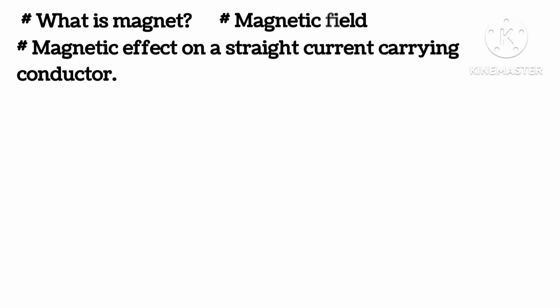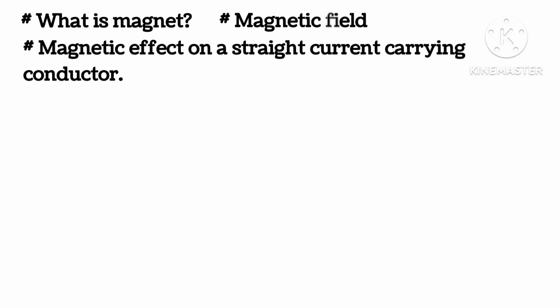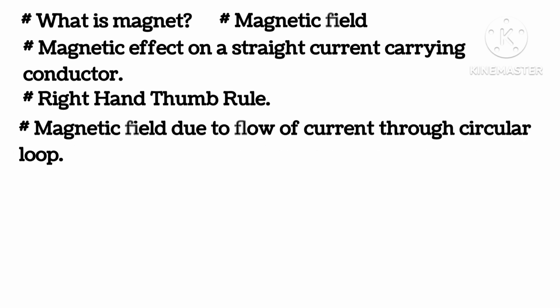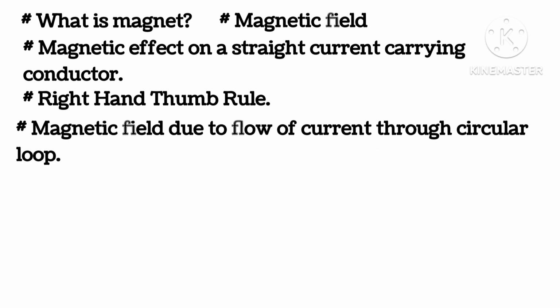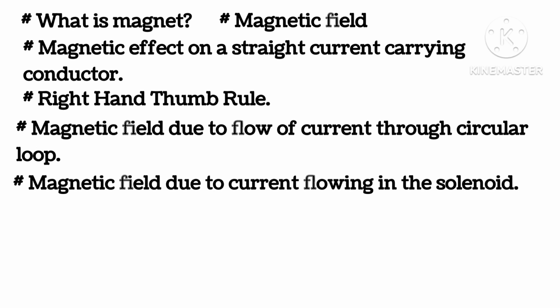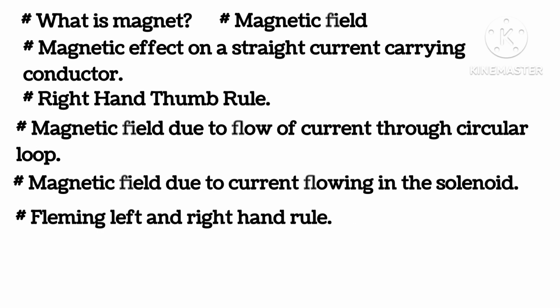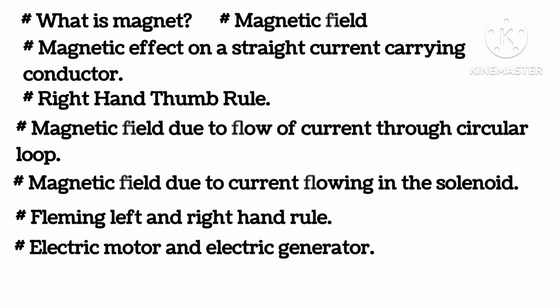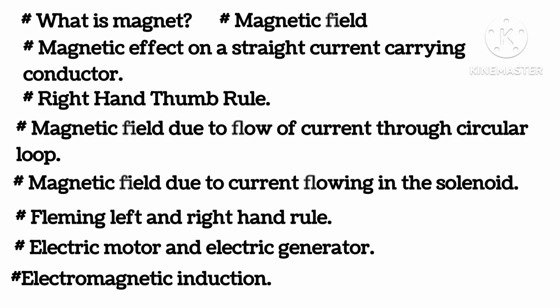In this video, we are going to learn about what is magnet, magnetic field, magnetic effect on straight current carrying conductor, right hand thumb rule, magnetic field due to flow of current through circular loop, magnetic field due to current flowing in the solenoid, Fleming's left and right hand rule, electric motor and electric generator, electromagnetic induction.